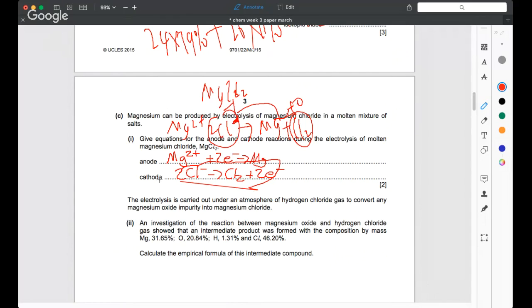So this is what happens at the electrodes. The cathode is where the electrons go to, and the anode is where the electrons come from. So this equation produces electrons, so this is the anode, and this equation gains electrons, so this is the cathode. The magnesium gains 2 electrons and becomes magnesium metal. So they are separate reactions.